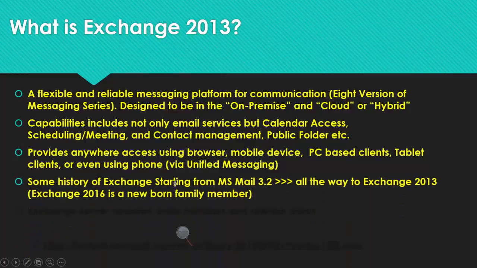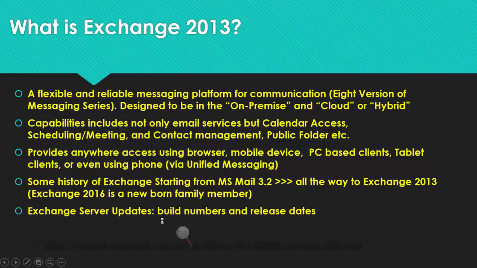Some history of Exchange, starting from MS Mail 3.2 all the way to Exchange 2013. 2016 is a newborn family member. But we already saw that there are many versions of Exchange. So Exchange server updates, build numbers, and release dates are available online, showing which build numbers are which Exchange servers. Exchange 2013 is which build number, and Exchange 2010 is which.